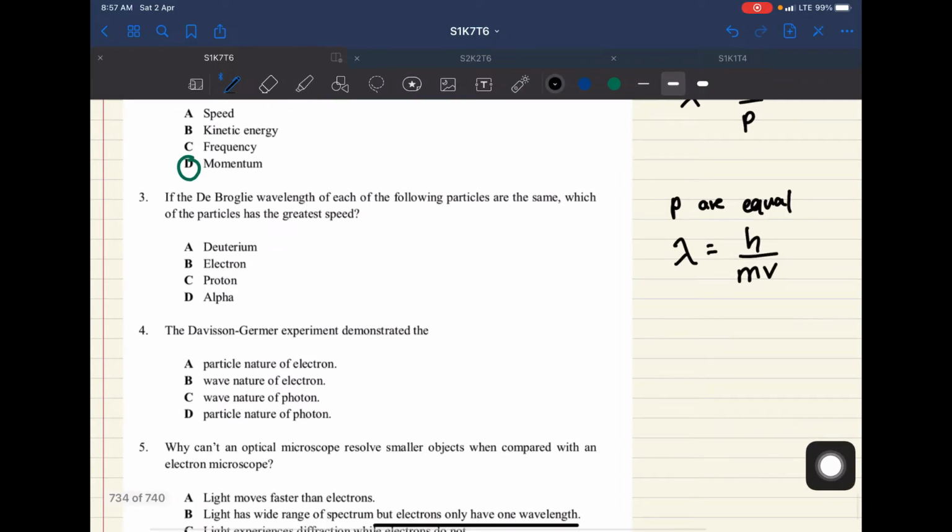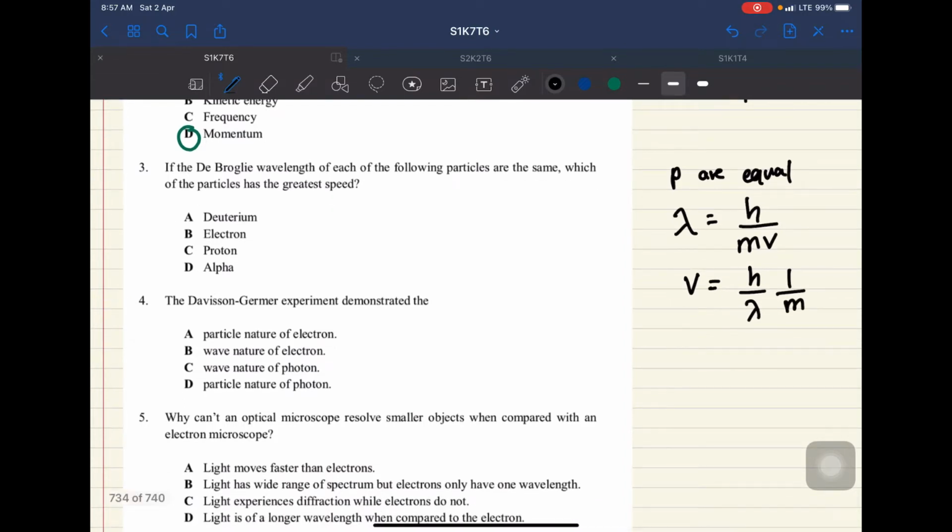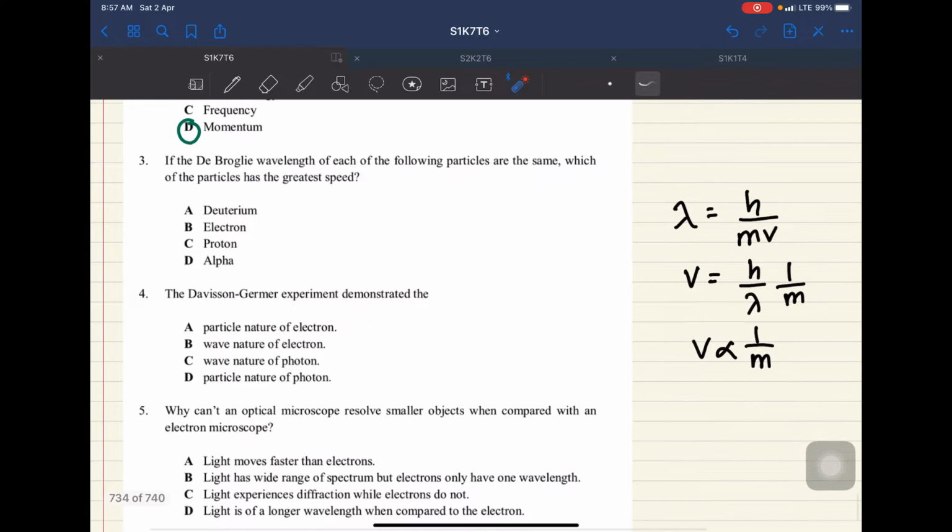Right. So lambda and h is equal. So V now depends on the mass. I can rearrange. So V equals h over lambda, times 1 over m. Since h and lambda is constant in this case, V is inversely proportional to the mass. So if you have the lowest mass, you will expect that the velocity is the highest. So over here, the particle with the lowest mass will be electron.